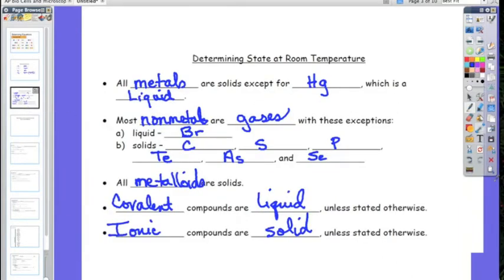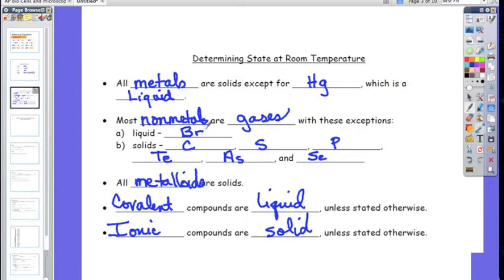When you talk about elements at room temperature, most of your elements on the periodic table are solids. All metals are solids except for mercury, which is a liquid. Most nonmetals are gases, with the exception of bromine, which is a liquid. So you actually have two liquids on the periodic table at room temperature.